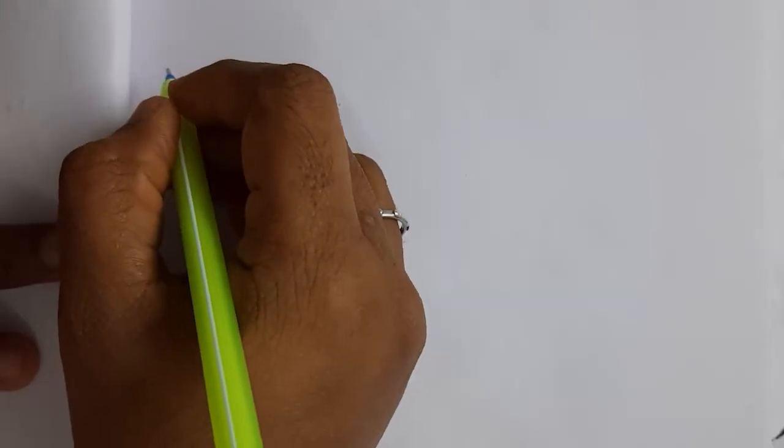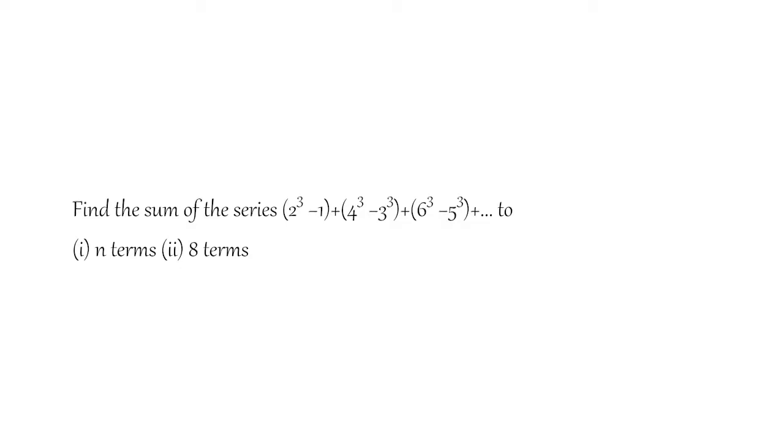Moving on to the last sum of the special series. Find the sum of the series 2 cube minus 1 plus 4 cube minus 3 cube plus 6 cube minus 5 cube plus etc. There are two subdivisions to find, which is n terms and 8 terms. There is a correction in this problem, girls. They have given you 15 cube. It is not 15 cube, but it is 5 cube.